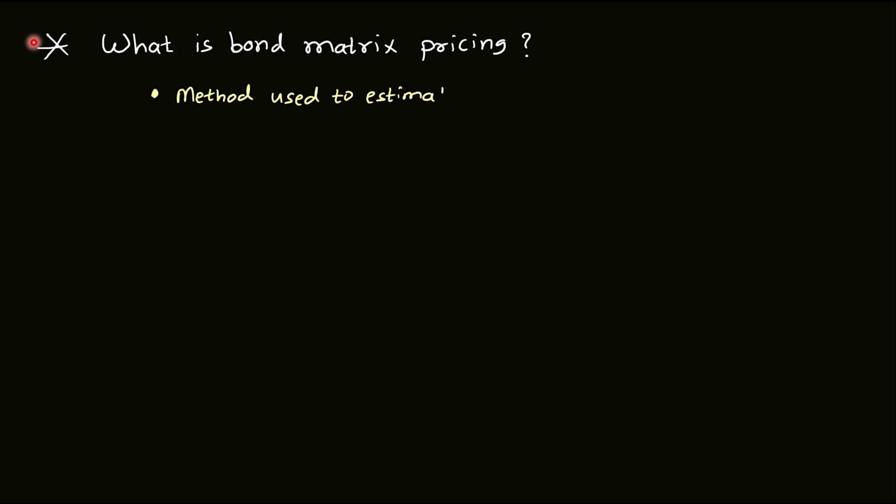So, what is bond matrix pricing? Bond matrix pricing is a method to estimate the price of an illiquid or infrequently traded bond. So what we do is we compare the bond to similar bonds with known prices. It is commonly used when there is no recent market price available for the bond in question.